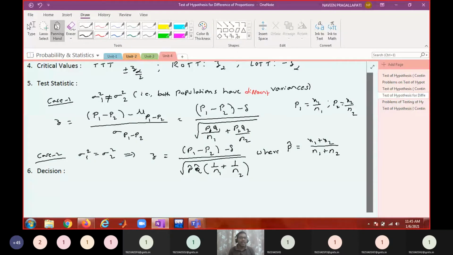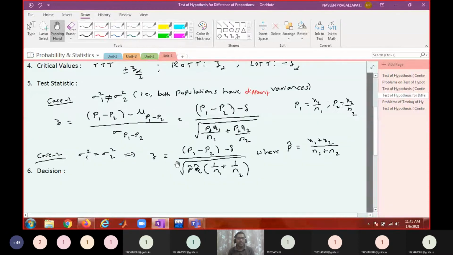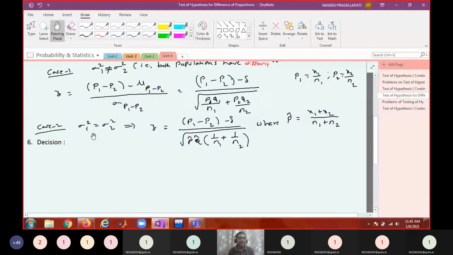Okay, so what I am telling is, we apply this pooling proportion whenever you assume both populations have the same variance, or whenever you are assuming delta equal to 0, whenever you put the hypothesis saying that there is no significant difference, that means p1 minus p2 equal to 0, then you apply the case 2 formula. Otherwise, if you're writing there is a significant difference, which is non-zero, delta non-zero, then you apply this formula.